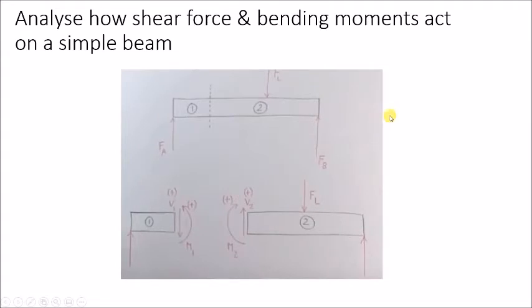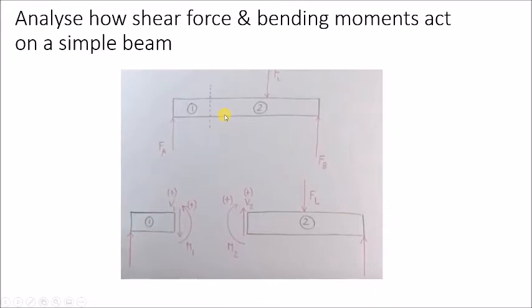So let's try and discuss and examine what's going on in this image here. We've got the beam here represented as a two-dimensional box. We've got the concentrated load being applied here, FL, at this point. And down here we've got the internal forces that we've been talking about, the shear force and the bending moment, represented as arrows.